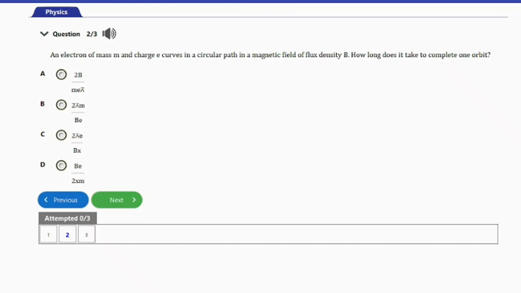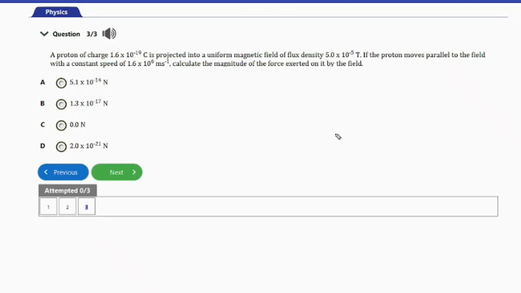Let's go ahead and consider the next and last question. That's question number 3 here. It says a proton of charge 1.6 times 10 to the power of negative 19 coulomb is projected into a uniform magnetic field of flux density 5.0 times 10 to the power of negative 5 tesla. If the proton moves parallel to the field with a constant speed of 1.6 times 10 to the power of 6 meter per second, calculate the magnitude of the force exerted on it by the field.